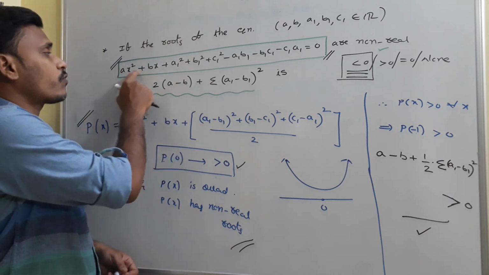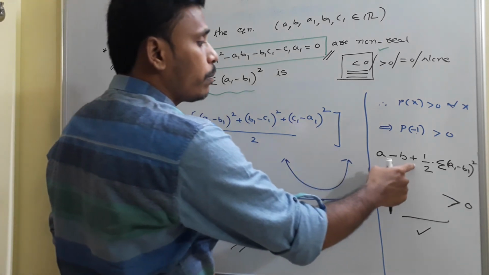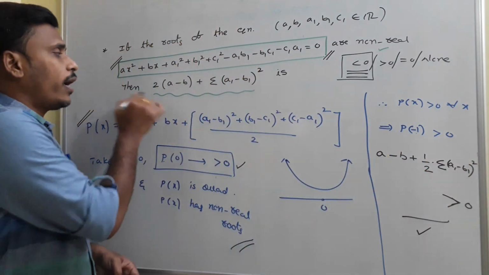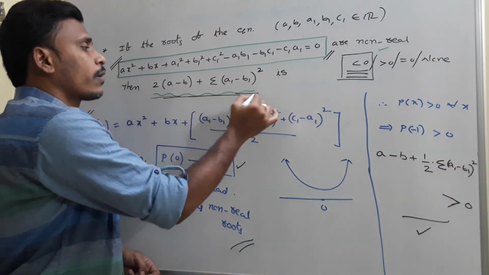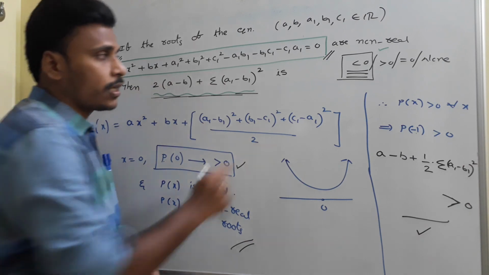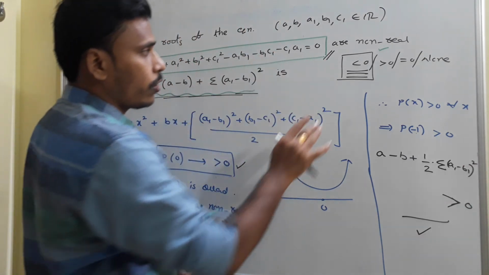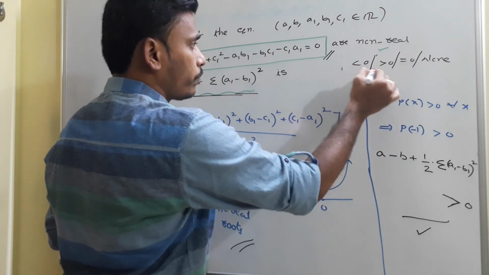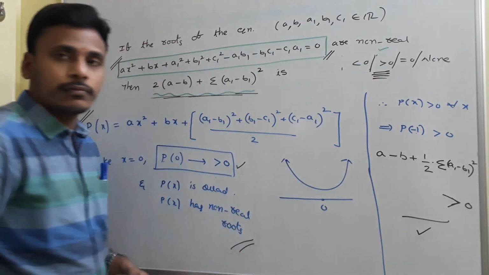So when you replace x with minus 1, you will get that a minus b plus half sigma (a1 minus b1) whole square greater than 0. At the end, this particular required expression is positive. Okay, sorry, I need to identify greater than 0, right? Not less than 0. So this is your answer. Have a look.